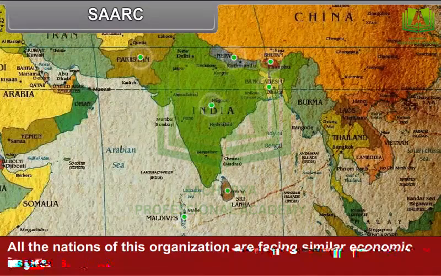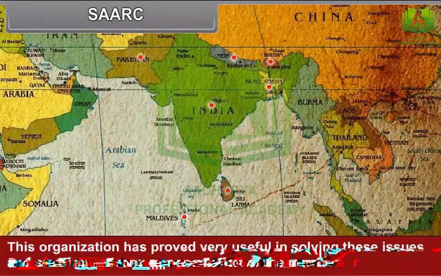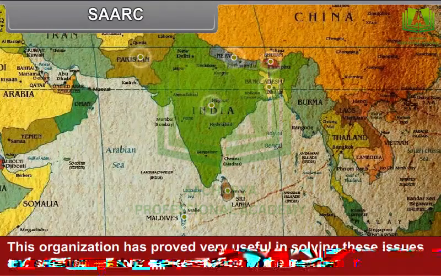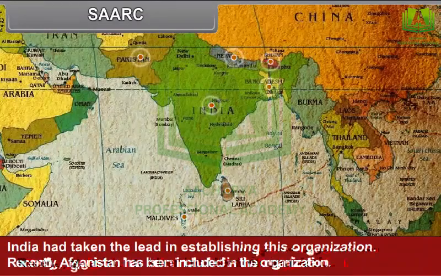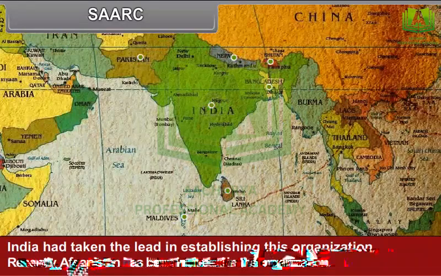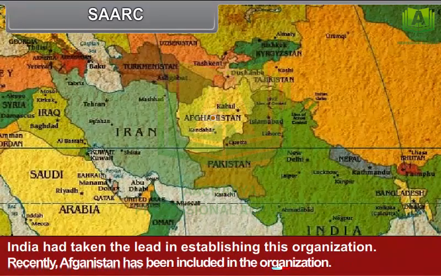All the nations of this organization are facing similar economic issues. This organization has proved very useful in solving these issues and creating a strong representation of the member nations at a global level. India had taken the lead in establishing the organization. Recently, Afghanistan has been included in this organization.